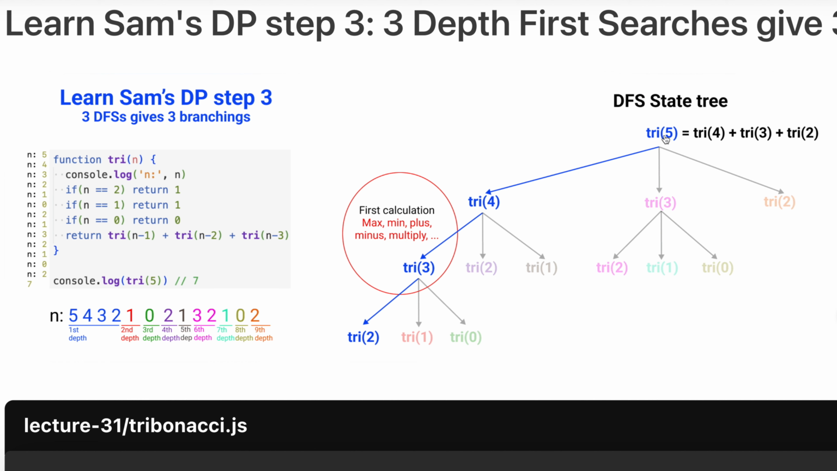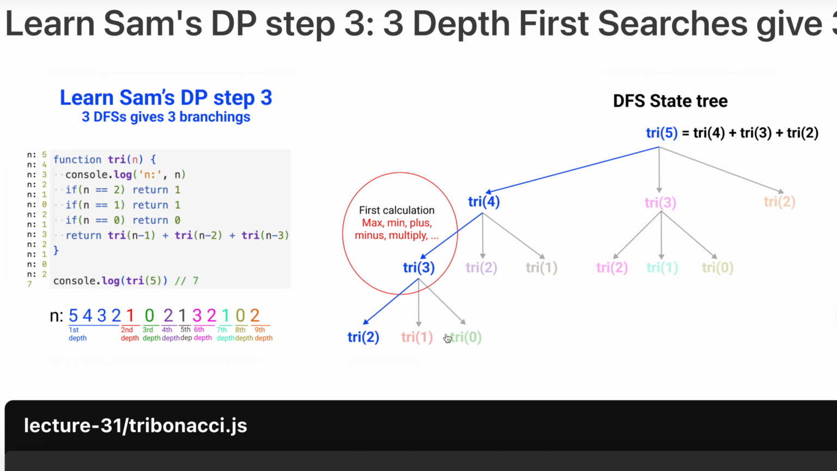We can draw our state tree like this. Tribonacci of 5 equal to Tribonacci of 4 plus Tribonacci of 3 plus Tribonacci of 2. And that's what we have here. 5 is going to branch out to 4, to 3, and to 2. And we're going to keep branching at each node until it hits the base cases. So 4 is going to branch out to 3, to 2, and to 1. And then 3 is going to branch out to 2, to 1, and to 0. 2, 1, and 0, which is what we have here, are the base cases.